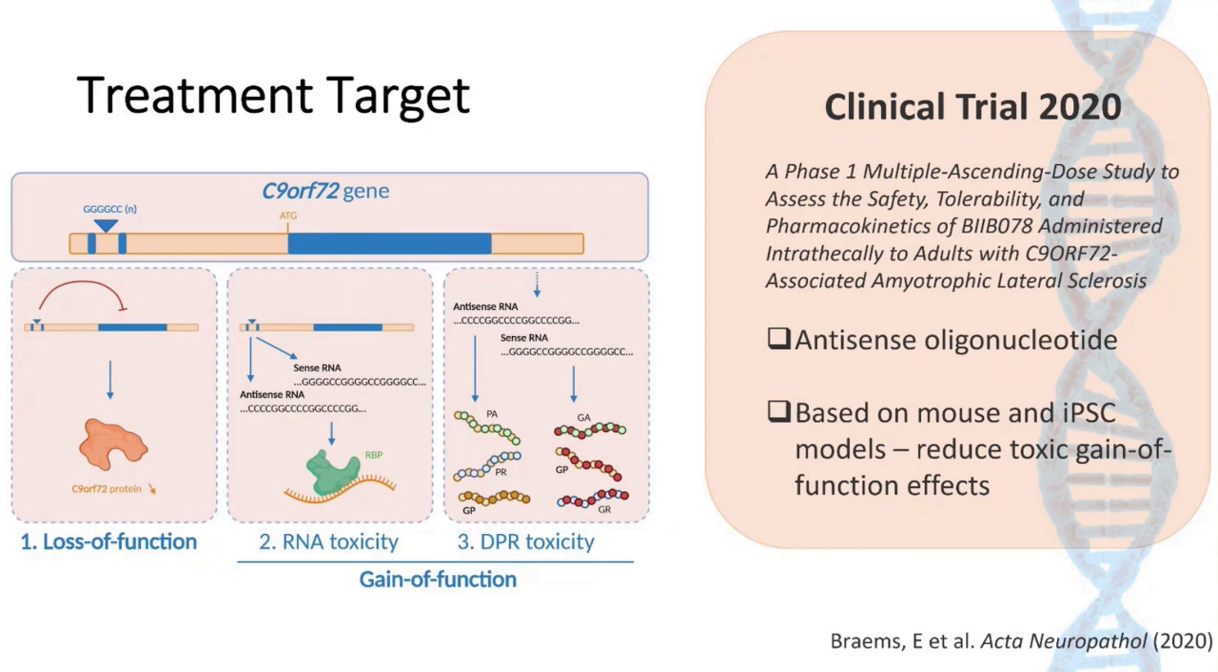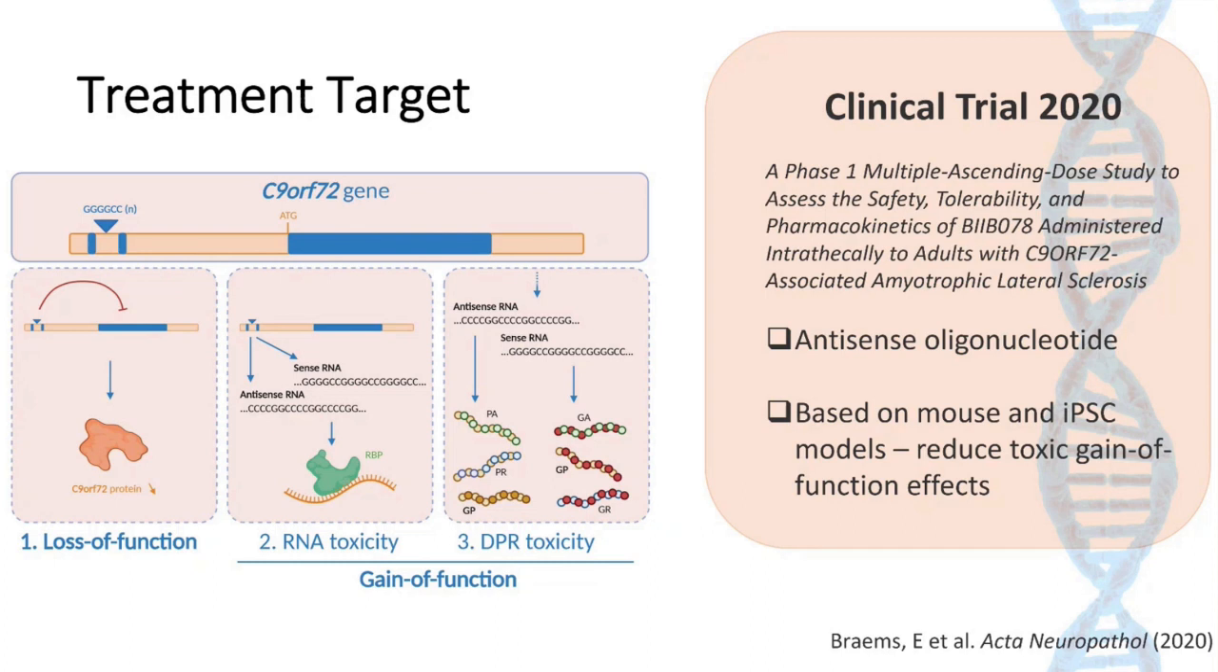With this expansion, the gene sequence does not work properly, so there's thought to be a loss of function element to it, but actually the target is mainly to do with the gain of function toxic elements to it. So there's RNA toxicity and what they call dipeptide repeats, which are essentially small molecules that accumulate and cause a toxic environment to the cellular environment.